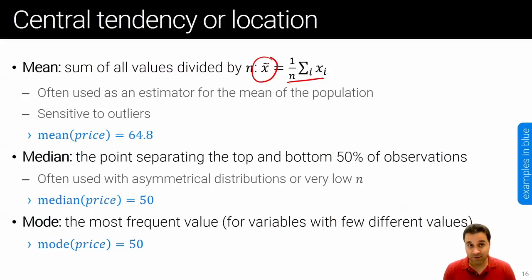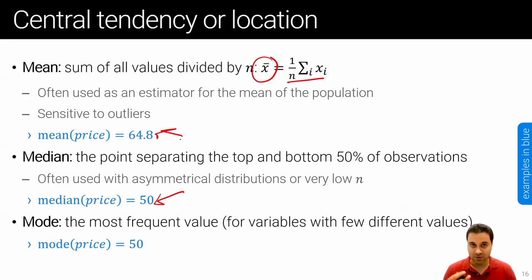If we want to prevent that, we can use the median, which is essentially the point that separates all the observations between the lowest 50% and the highest 50%. So we can sort all the observations from the minimum to the maximum, and then we choose the midpoint, that is the median. And the good thing about it is that it's less sensitive to those outliers. So for example, in our case, the median price is 50 euros per listing, whereas the mean, we saw, was 65.